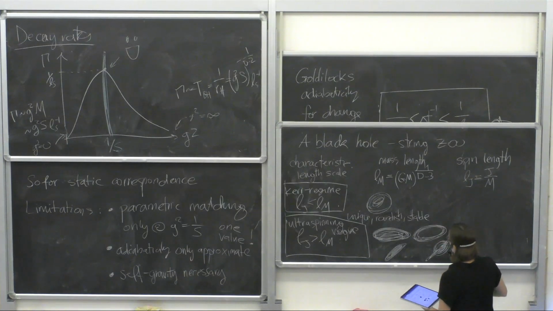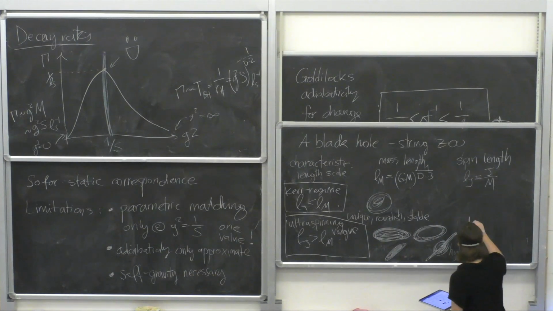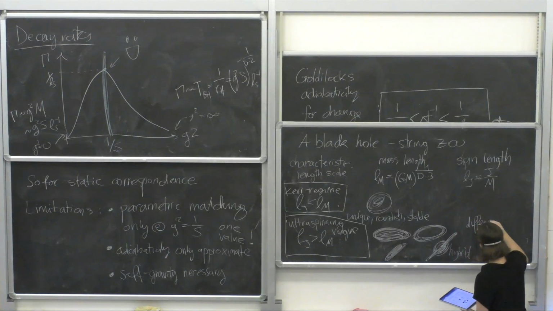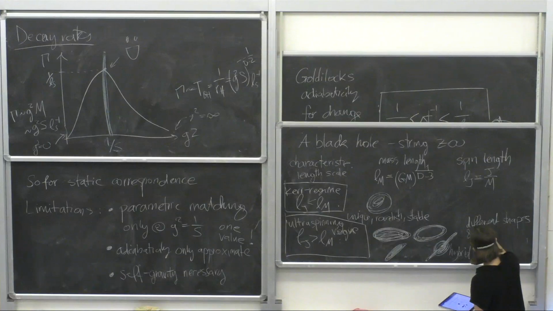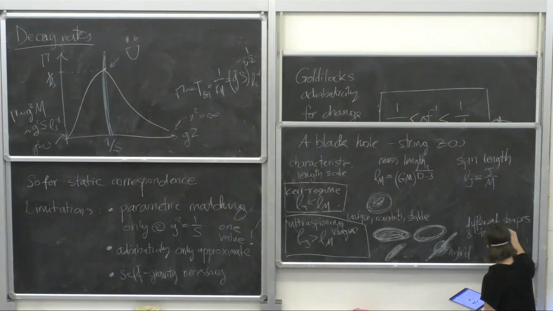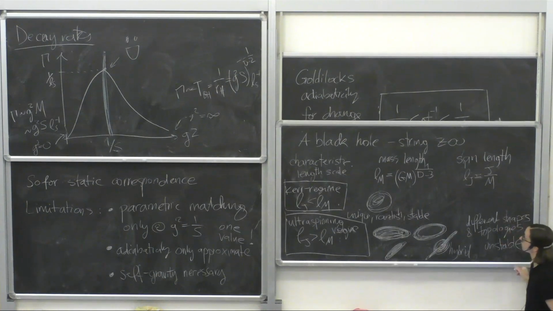And what is special about this object is, well, okay, we have kind of different shapes and topologies. And they're dynamically unstable.